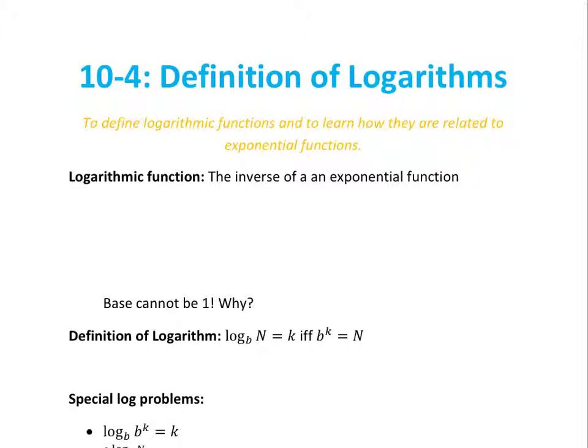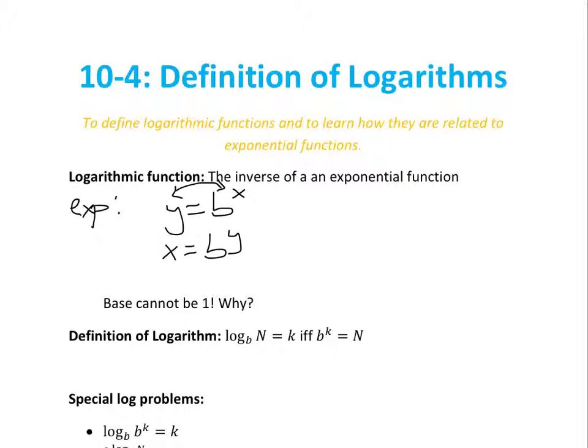So a logarithmic function is the inverse of an exponential function. We've worked with exponential functions before: y equals b to the x power. That's an exponential function. Now the inverse of that means that you basically swap the x and the y. They switch positions. If you want to find the inverse of a function, that's what you do. So we've got x equals b to the y power.